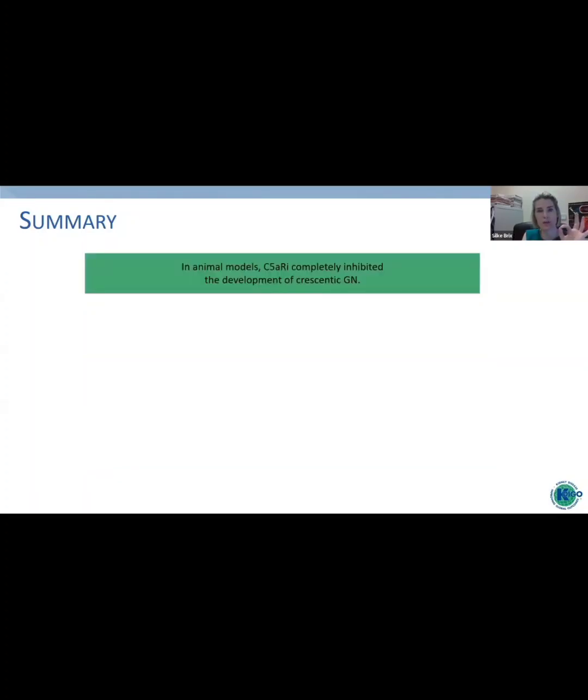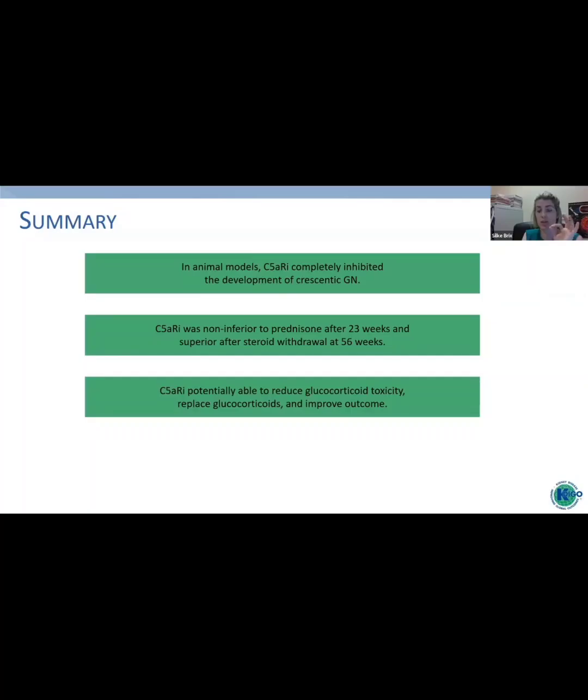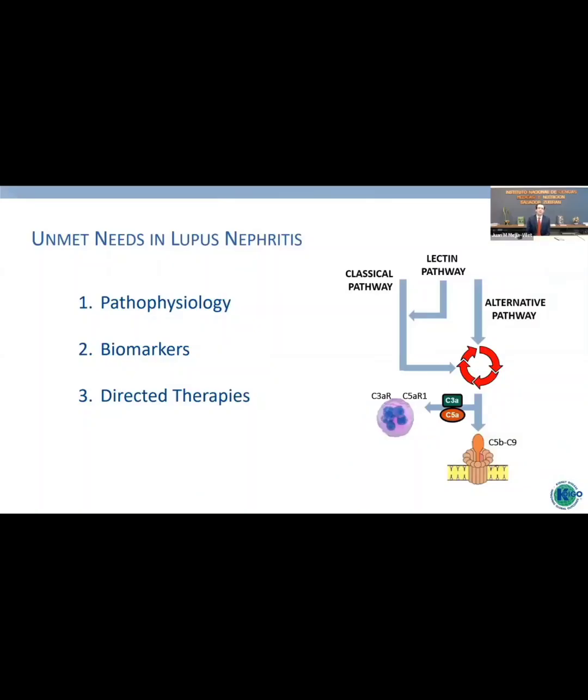And I've shown you that we've seen in animal models that C5a receptor inhibition was able to completely inhibit the development of the crescentic GN, and that the phase 3 trial now has shown that inhibiting C5a receptor binding is non-inferior to prednisolone at 26 weeks and superior after you withdraw steroids. And that means we can reduce glucocorticoid toxicity, we can hopefully replace it, but I would hope that we also will be able at some point to further improve outcome of patients, and that demands further trials inhibiting the alternative complement factors, which will hopefully demonstrate the efficacy of C5a receptor inhibition and investigate further routes. And as you know, there are unmet needs in lupus nephritis, in several aspects of lupus nephritis, and particularly the results of therapy are far from ideal.